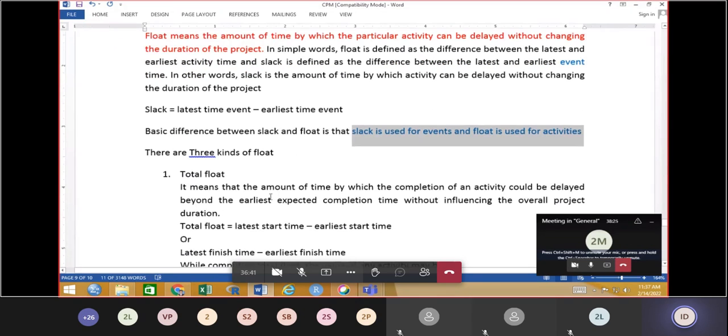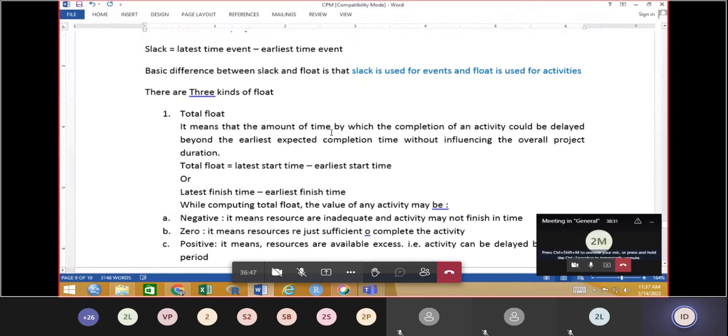There are three types of floats. First is total float. It means the total amount of time by which the completion of an activity could be delayed beyond the earliest expected completion time without increasing the overall project duration. Let us keep in mind only the formula, right? Total float is equal to latest start time minus earliest start time, which we already calculated in the diagram. Simply we have to take those figures and find the difference, and it will give the total float.